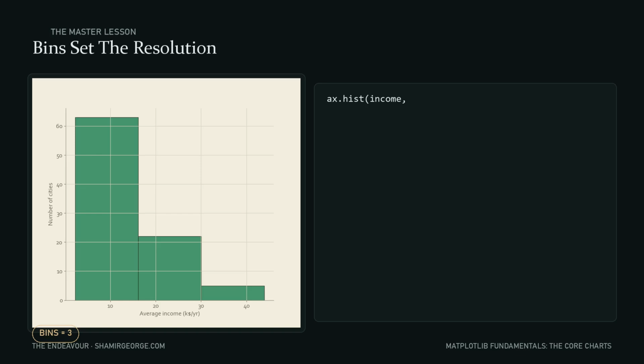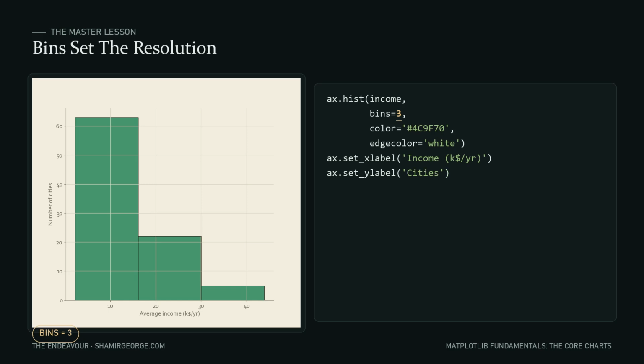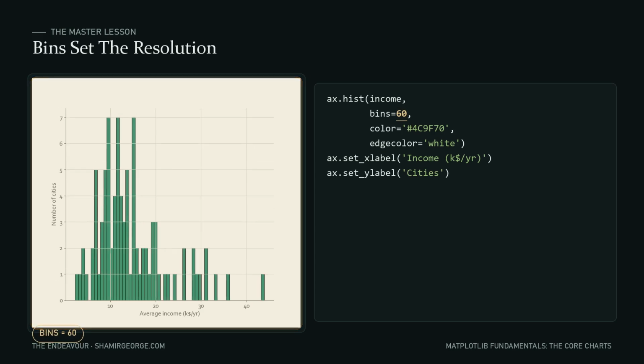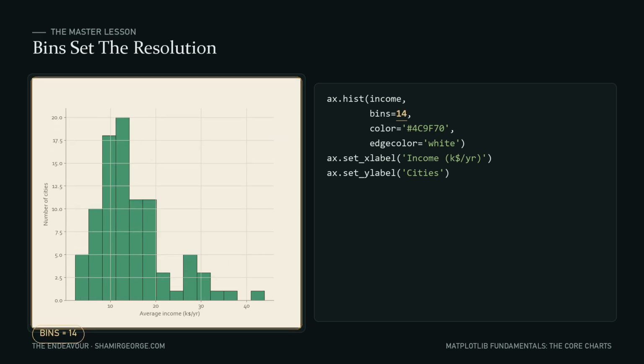3 bins and every city crowds into one fat block. You can't tell coastal boomtowns from struggling towns. Push to 60 bins though, and each column holds barely 1 or 2 cities, all signal drowned in noise. Somewhere in between, around a dozen or so columns. There it is, the true shape appears, a tall cluster of modest incomes and a long thin tail reaching past $40,000. That tail's the skew.